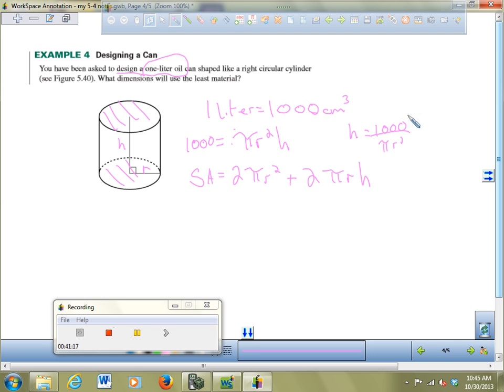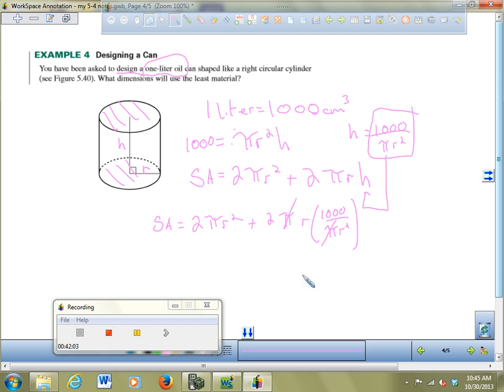So you take your h and you plug that into this equation for h. And what that gives you is an equation just in terms of the radius. So surface area is 2 pi r squared plus 2 pi r times 1,000 over pi r squared, right? Did that right? And then this pi goes away with this pi. Yes?